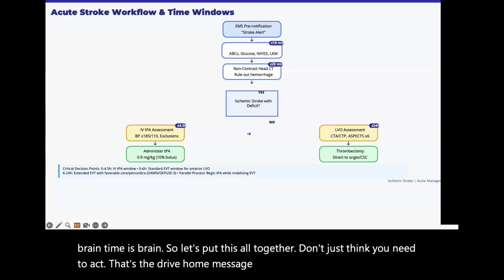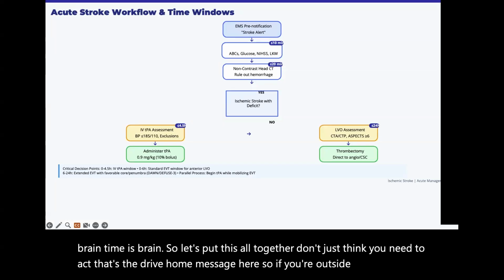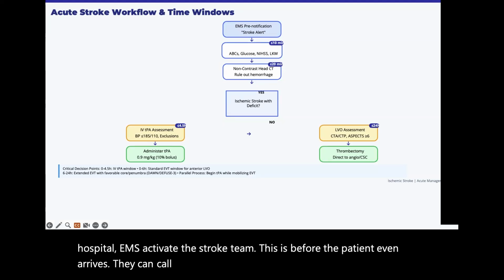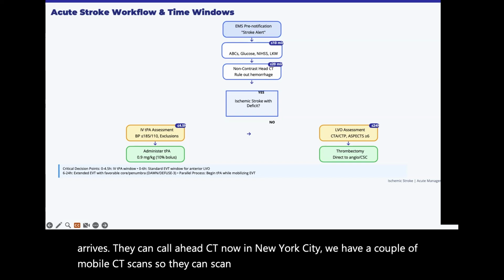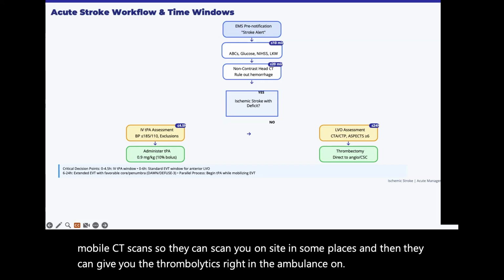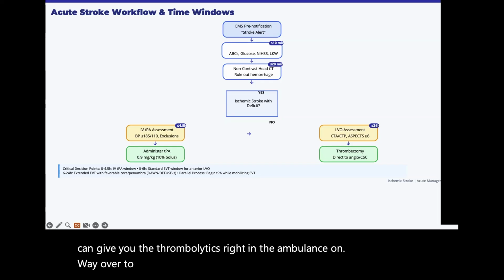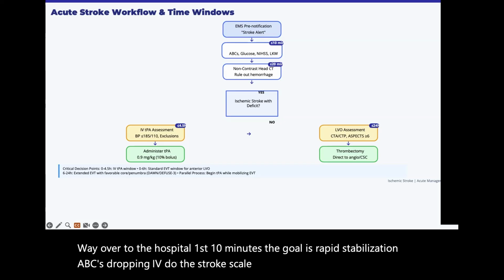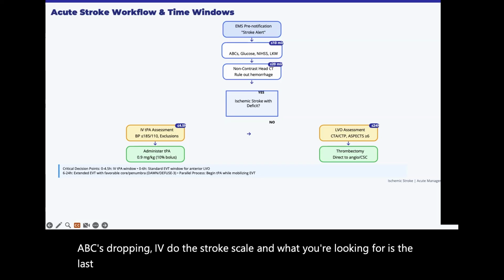So if you're outside the hospital, EMS activates the stroke team. This is before the patient even arrives. They can call ahead. CT: now in New York City, we have a couple of mobile CT scanners, so they can scan you on site in some places, and then they can give you the thrombolytics right in the ambulance on the way over to the hospital. In the first 10 minutes, the goal is rapid stabilization: ABCs, drop an IV, do the stroke scale, and what you're looking for is the last known well, LKW, last known well.